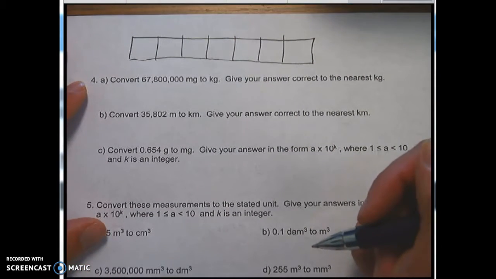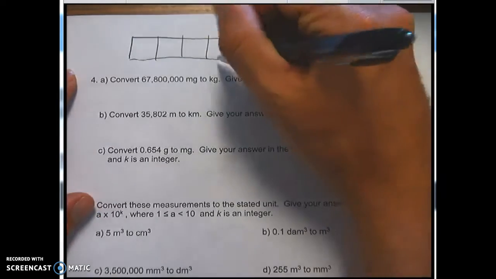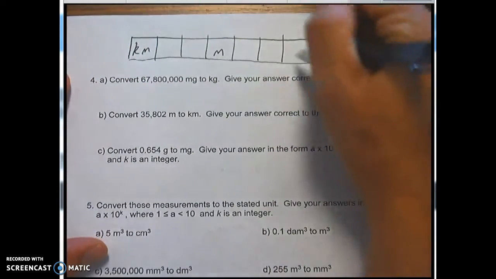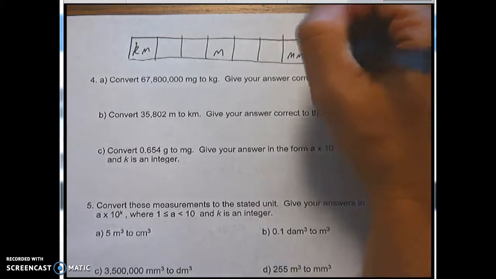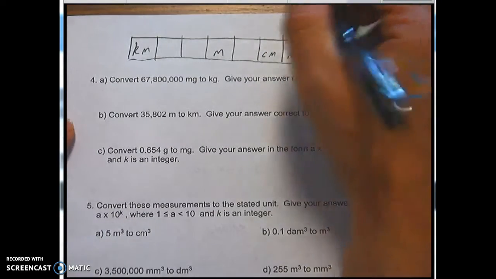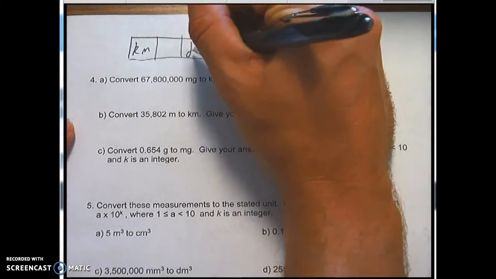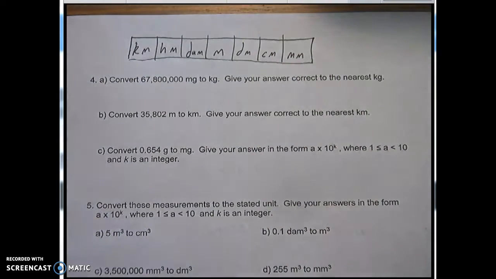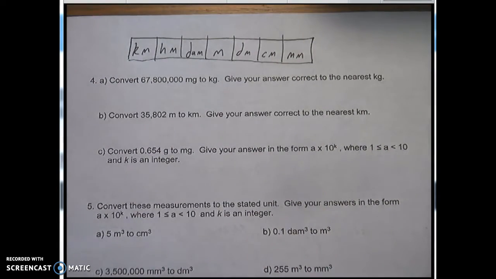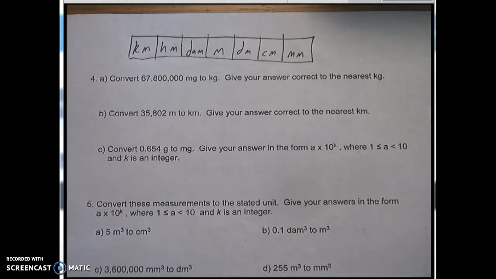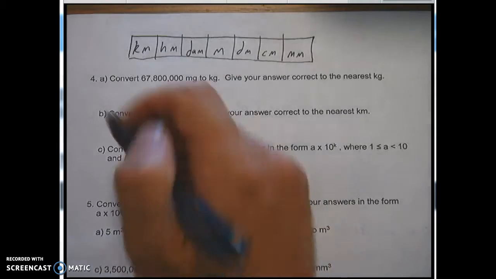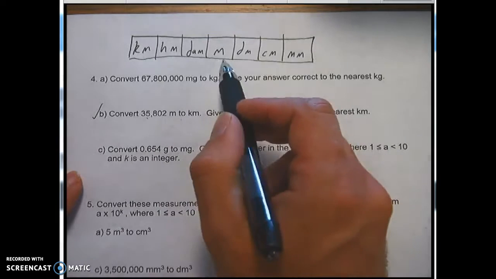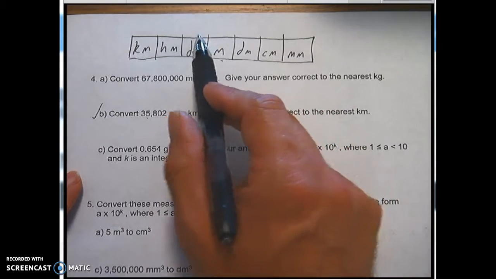And I'm going to go ahead and write in here, just for the sake of argument, meters, because that's the one we use the most frequently. Put kilometers over here, millimeters in here, and then you've got to fill in the rest. So centimeters, decimeters, decameters, and hectometers. And I'm just going to pick one of each of these to do. Maybe, let's see, I've got some time. I'll do more than one. Let's do part B here. Convert 35,802 meters to kilometers. So meters to kilometers is moving left.